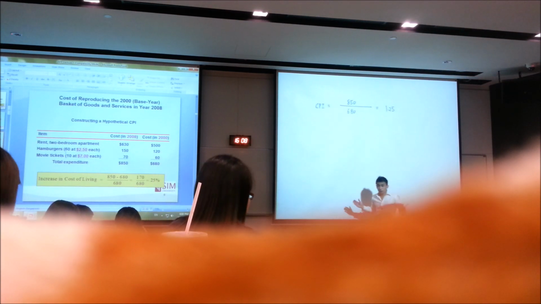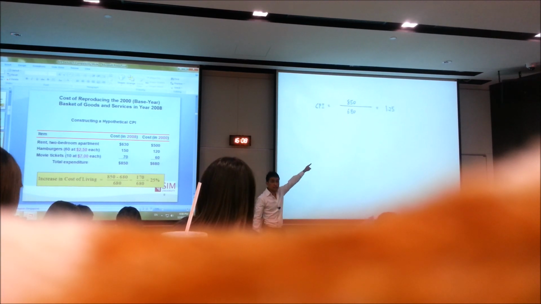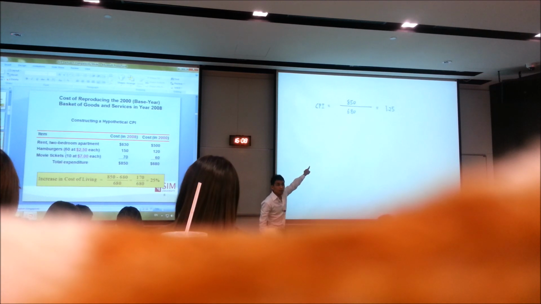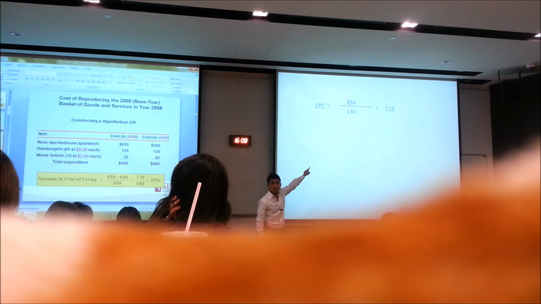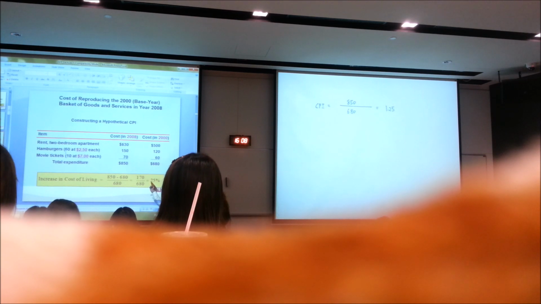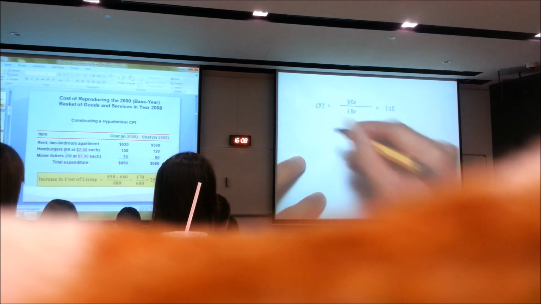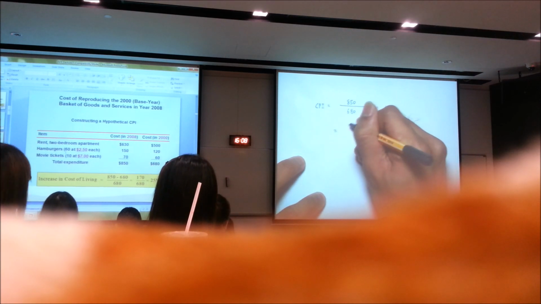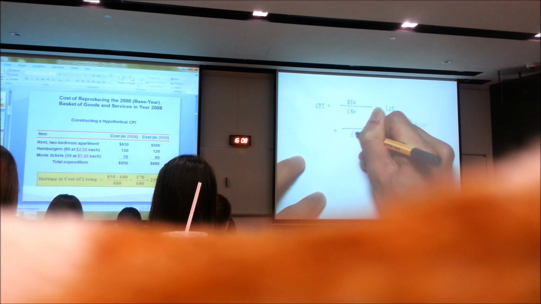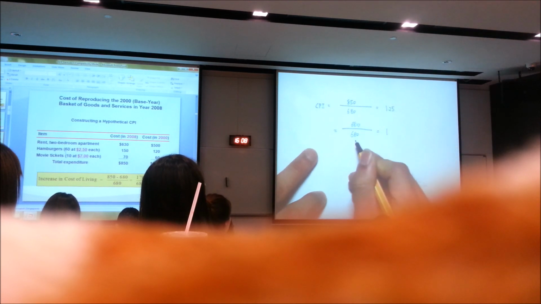Okay? In this one, it means that the cost of living has increased. The cost of living in 2008 is 25% higher than 2000. Okay? You understand? So that's why cost of living has increased by 25%. Do you understand where I'm coming from? So you can see, in the base year, CPI is always 1. Why? If you look at the CPI in the base year, it means the current year is 2000, okay? So the cost of living in the base year is 680. The cost of living in 2000 is also 680. So CPI in the base year is always what? 1.